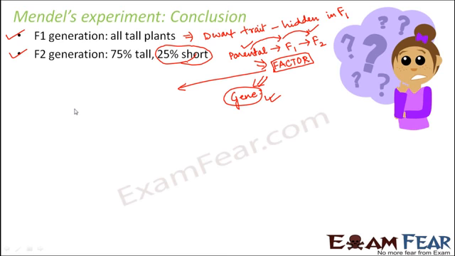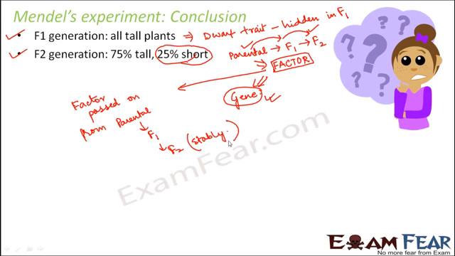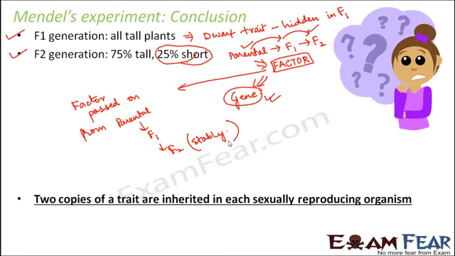Mendel said that the factor was being passed on from one generation, for example from the parental generation to the F1 generation to the F2 generation, in a very stable way, that is stably, without much change. So that was Mendel's conclusion. The overall conclusion he gave was that 2 copies of a trait are inherited in each sexually reproducing organism.